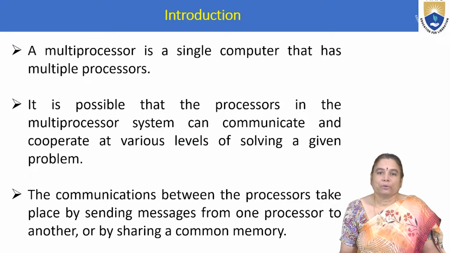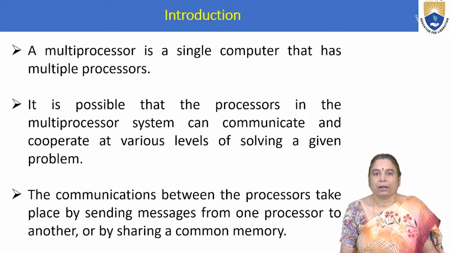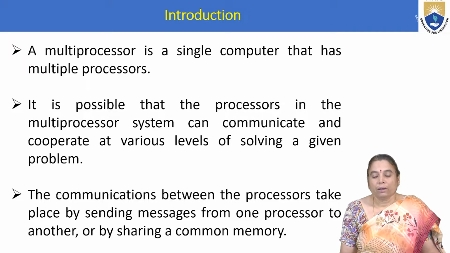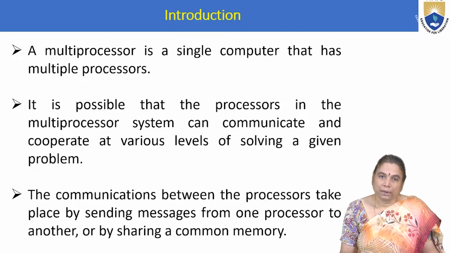Multiprocessor systems are generally used nowadays. Why? Because most applications are engineering and scientific applications, and recent advancements in the computer field can support a large volume of data processing, and most applications are computationally intensive. To support this, hardware advancements are required, so multiprocessor systems are used nowadays. A multiprocessor system is a single computer that has multiple processors.